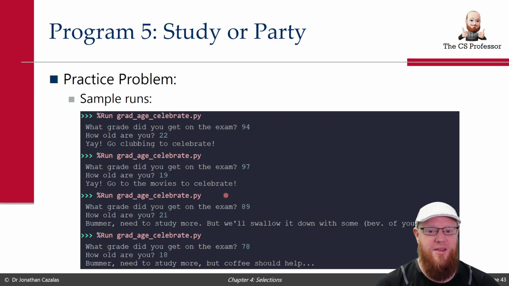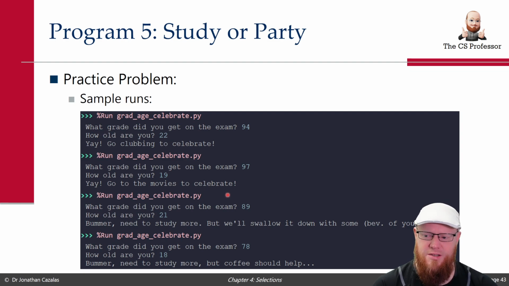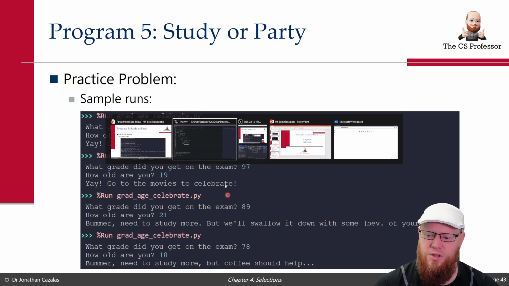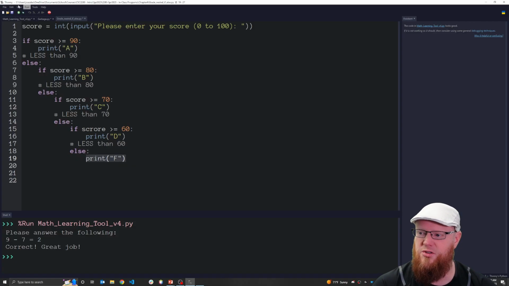What grade did you get on the exam? A 78. How old are you? 18. Okay, bummer. You need to study more. Hopefully coffee will be sufficient. So let's code this up. Let's look at how we're going to want to code this one up, and we'll come back and forth between these sample executions and what we're trying to accomplish.